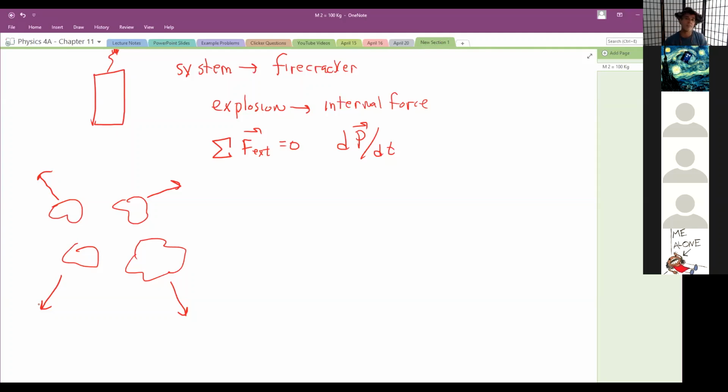So this thing explodes into 4 pieces. Since momentum is a vector, I'm going to have just as much momentum pointing up as I do pointing down, just as much momentum pointing to the right as I do pointing to the left. The total momentum is going to remain at 0.